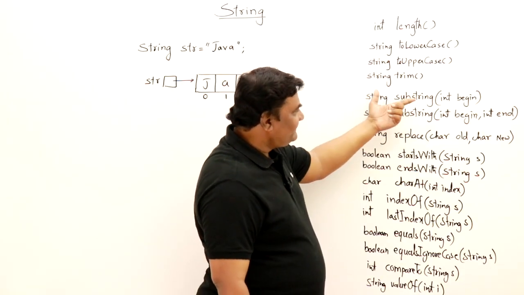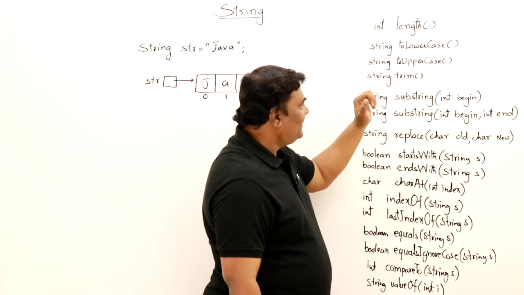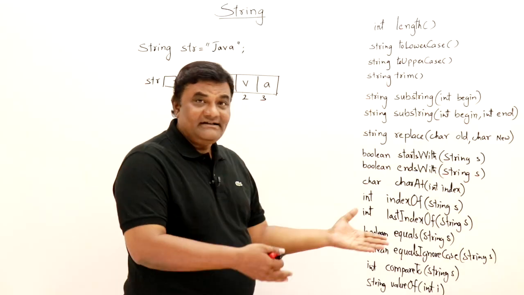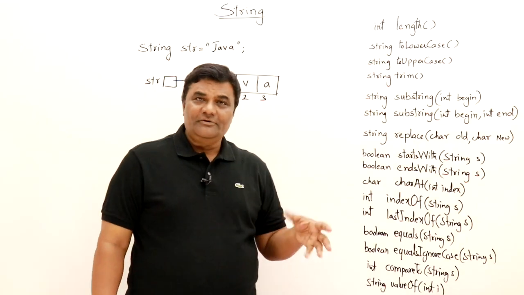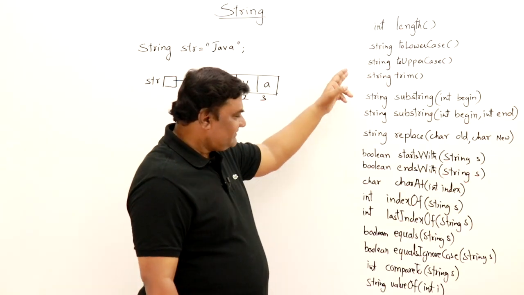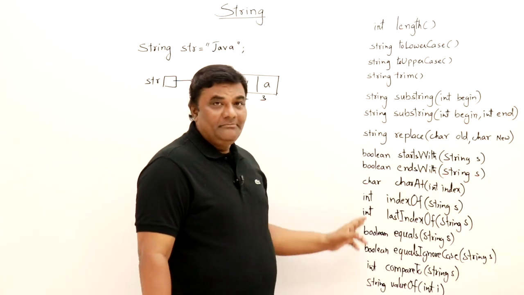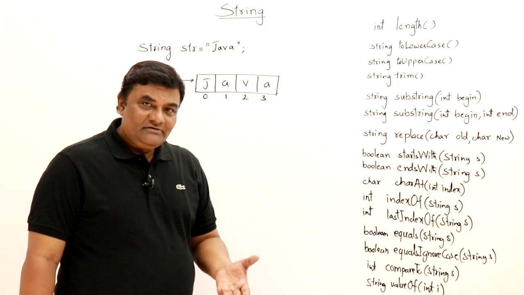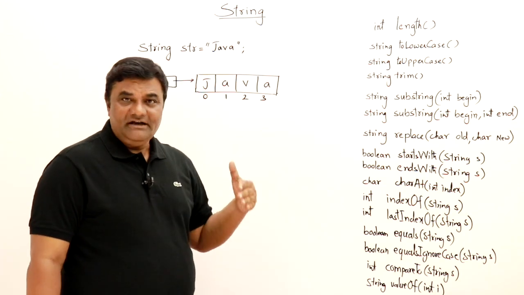Every method takes some parameters, and some are without parameters. Whatever result they return after performing the operation, these are the return types of the methods. Now let us look at all these methods one by one.